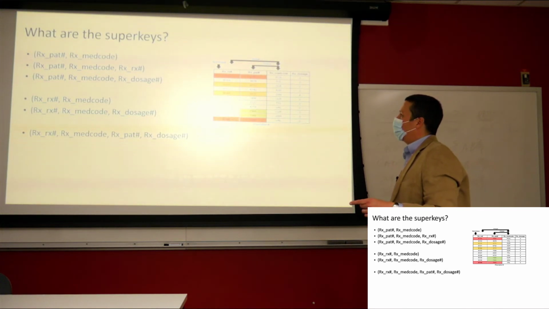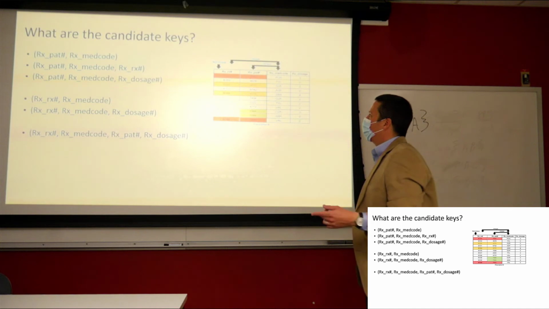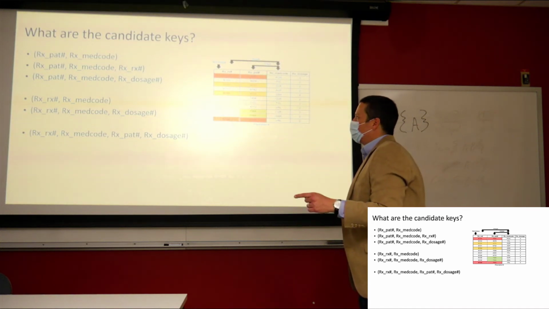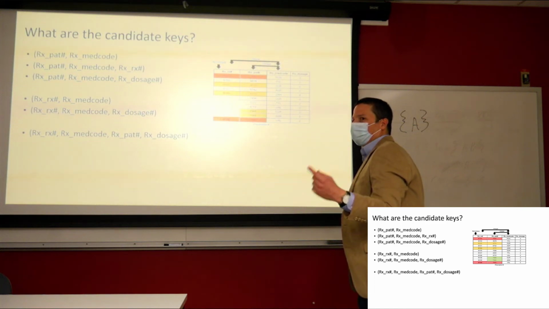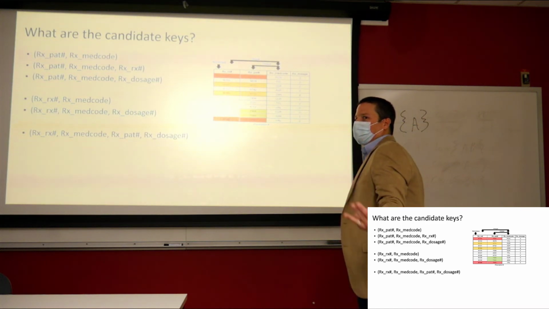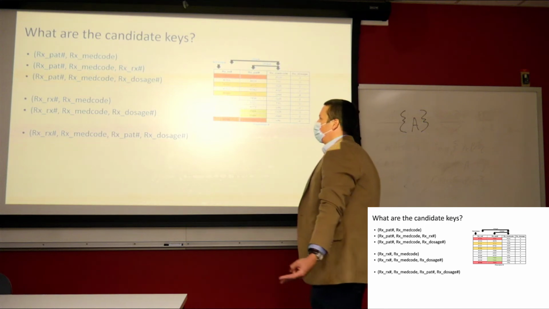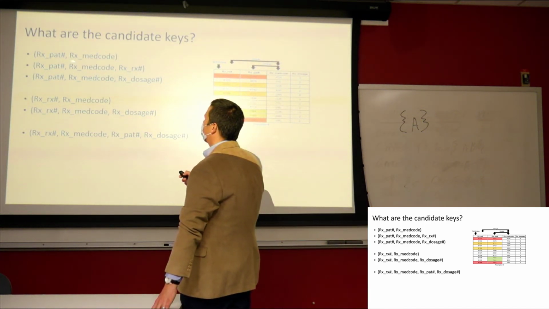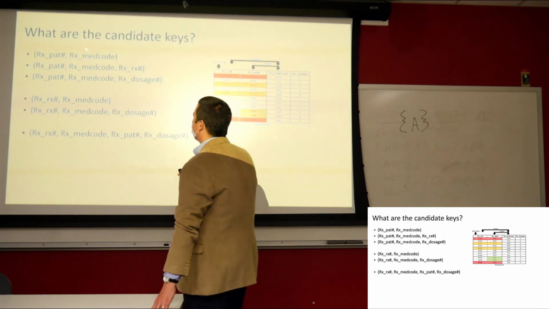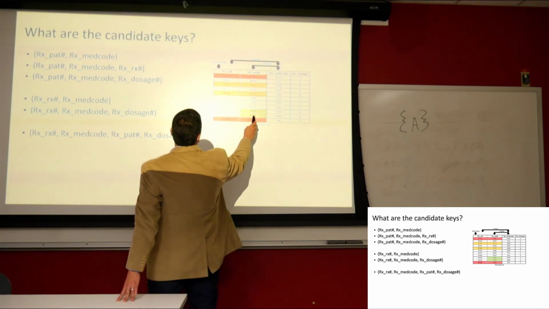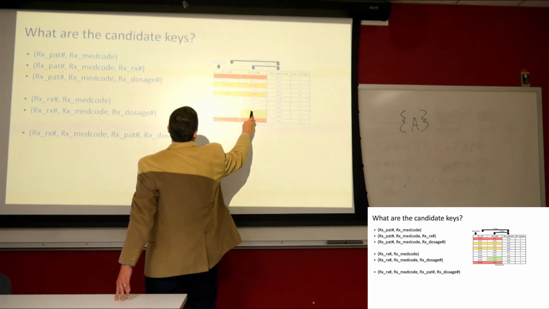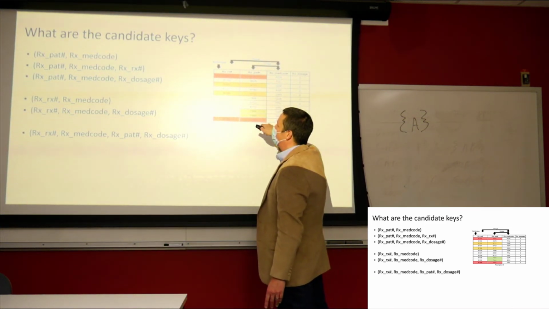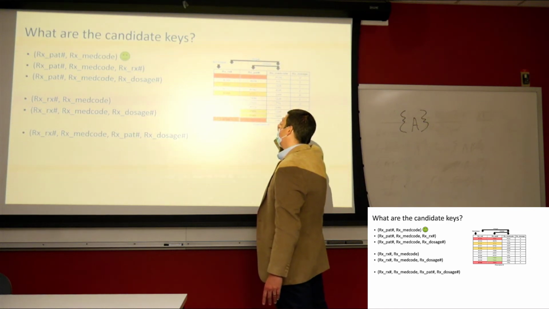So let's identify among these 6 superkeys which ones are candidate keys. And recall, a superkey is unique and a candidate key is unique and irreducible, right? So patient number and med code, can this be reduced and still be unique? No, because if we take away med code, patient number by itself is not unique. And if we take away patient number, med code itself is not unique. So this is unique and irreducible and thus is a candidate key.